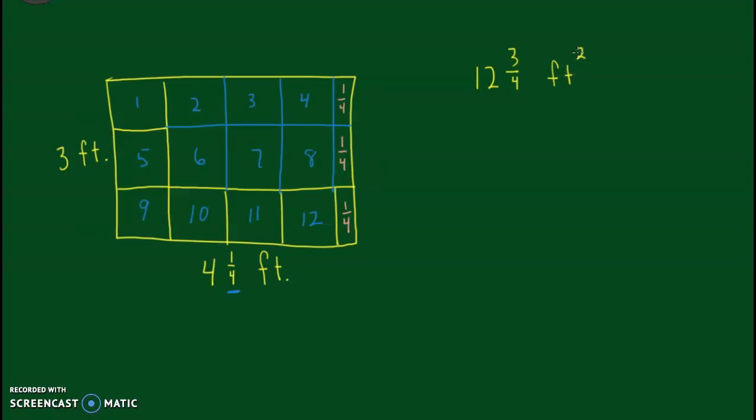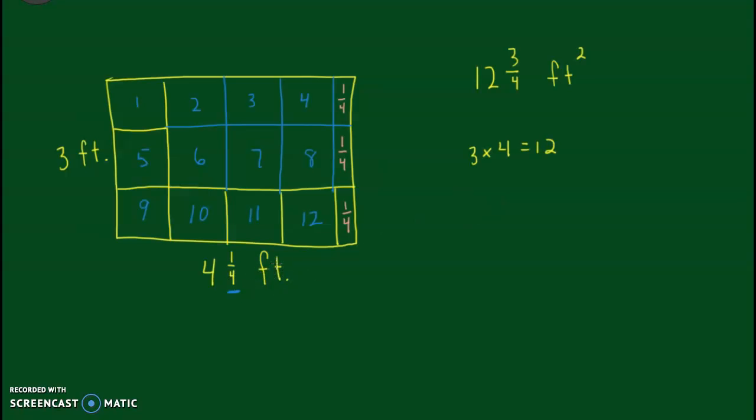And we need to make sure we have the 2 up here to show that it's 2 dimensions. Now, some of you have also been doing some work with multiplying and talking about multiplying the length and the width. And to do that, how I would do it is I would start by just multiplying the whole numbers together. So 3 times 4 is 12.